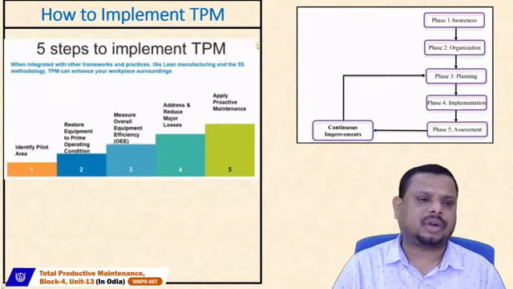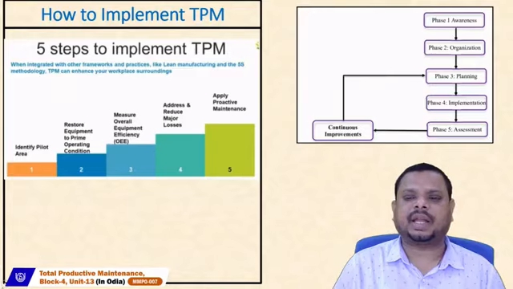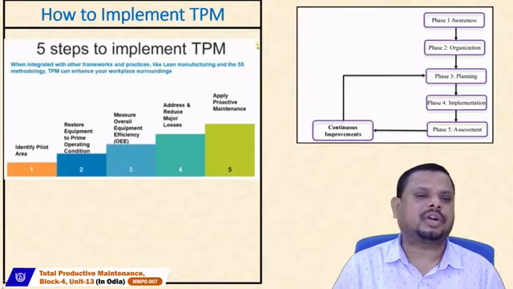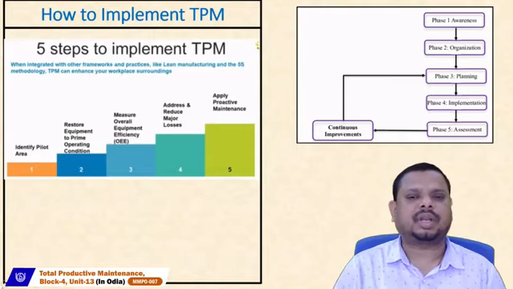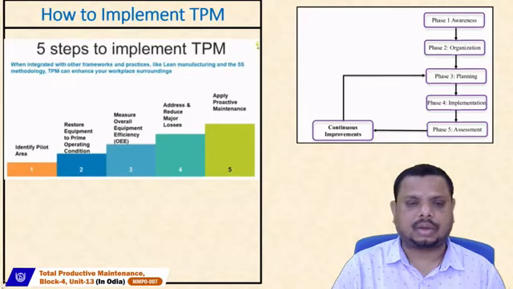If it is not up to the level or it does not satisfy the different levels of management, again it should go to phase 3, that means the planning phase. So again they go for planning activities, then implementation, and finally assessment. So these are the 5 steps to implement TPM or total productive maintenance inside the organizations.